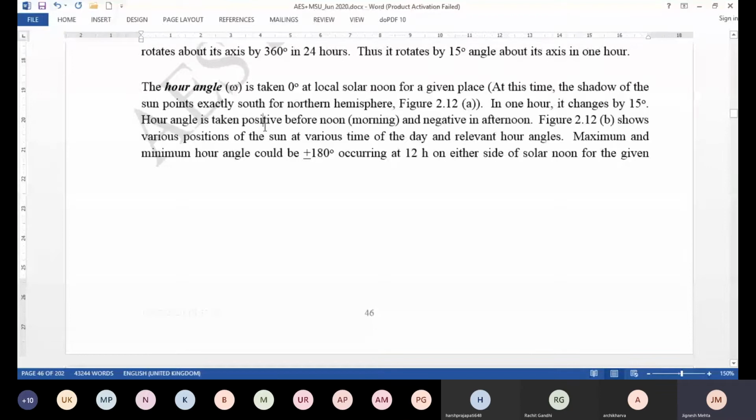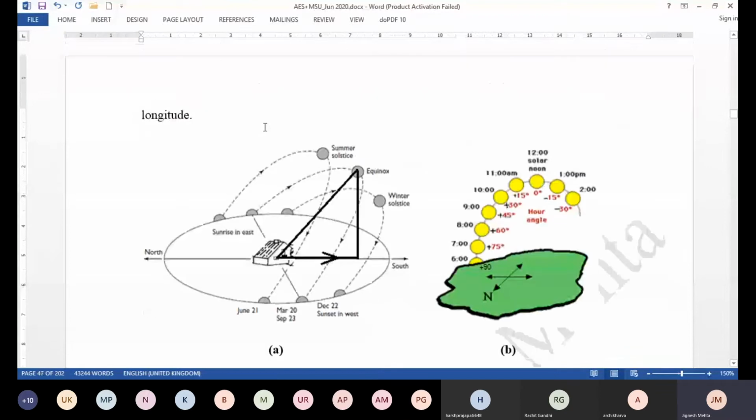So that is 0 degrees at solar noon. Solar noon is the point when, if you put a stick, the shadow will be exactly pointing towards the south for the northern hemisphere, right? So that's the solar noon.